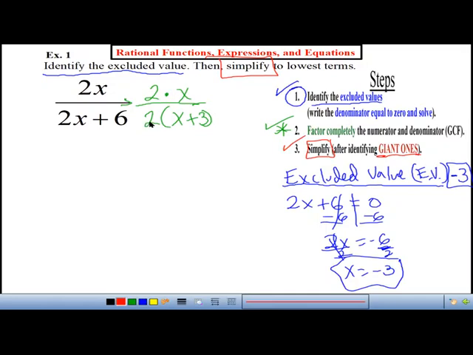Let's see, what's my giant one here? The 2, and what do we have left? X over x plus 3, and that's simplified. Simplified. Copy that, please.